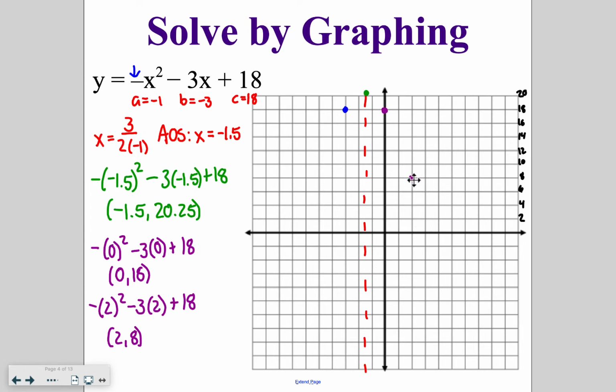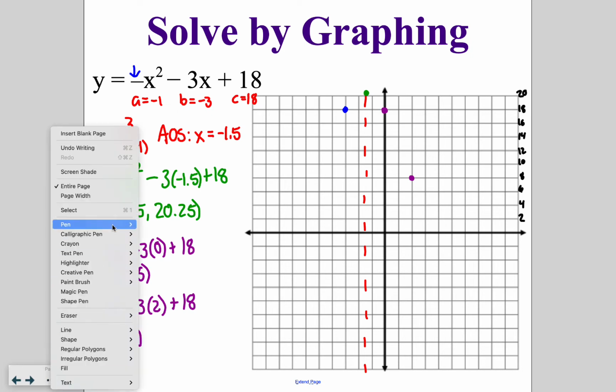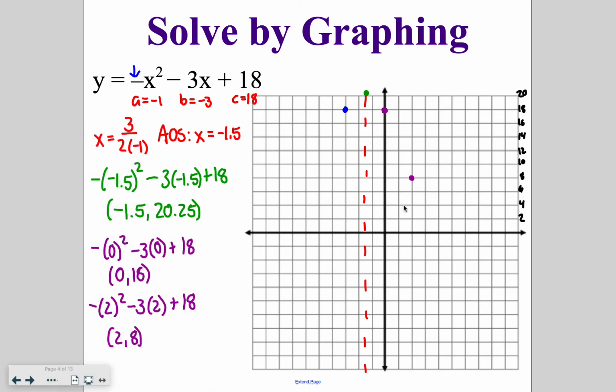When I look at that, I need now to do my reflection. So 1, 2, 3.5 spaces back, 1, 2, 3.5 spaces beyond that.